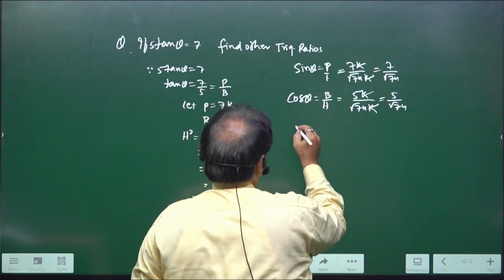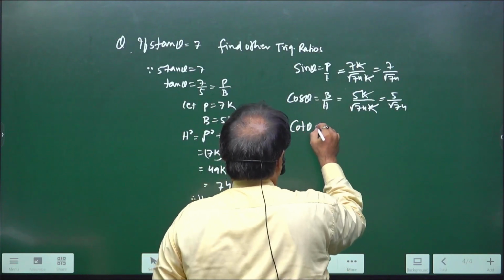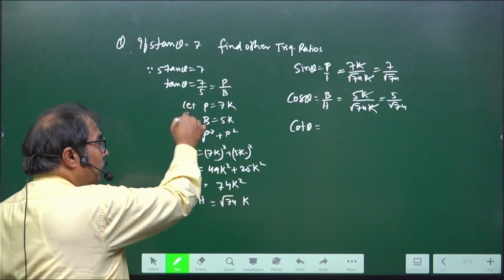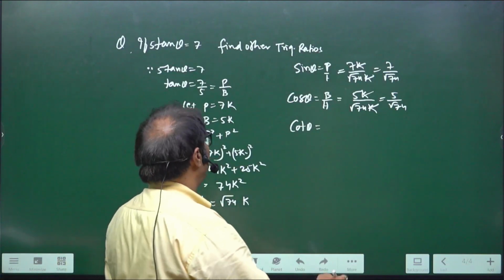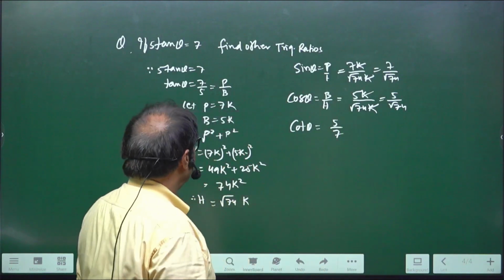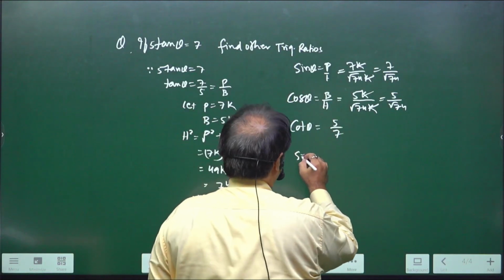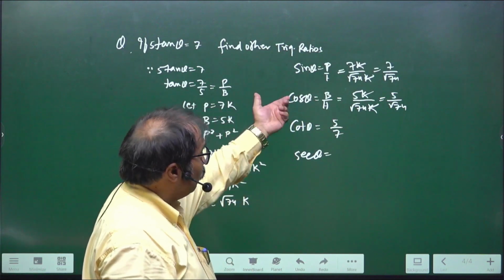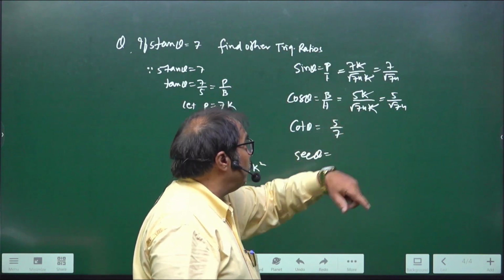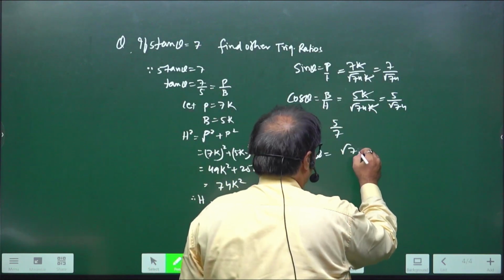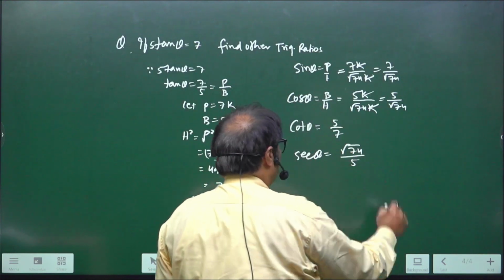7 by 5. So the value of cot theta, and cot is the reciprocal of tan theta. The value of tan theta is given 7 by 5. So what will be the value? 5 by 7. Then next is sec theta, and sec is the reciprocal of cos theta. And the value of cos theta is 5 upon root over 74. So this will be root over 74 upon 5.